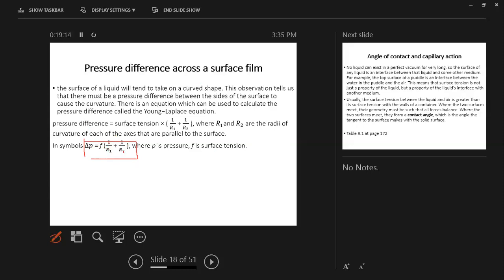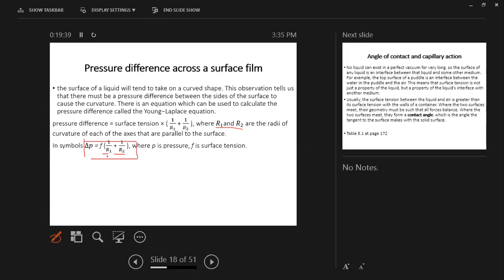1 over R1 plus 1 over R2. The R1 and R2 stand for the radius of the curvature. There are going to be two radii. What's R's definition? These two R's stand for radius, the radius of the curvature. What's curvature?